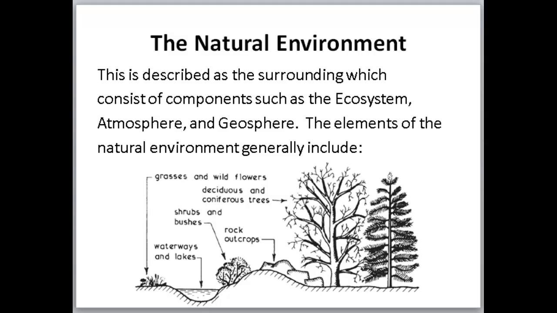Now, in terms of a definition, the natural environment is described as a surrounding which consists of components such as the ecosystem, the atmosphere, and the geosphere. Now, there are elements of the natural environment, and some of these elements are described as grasses and wildflowers, waterways and lakes, shrubs and bushes, deciduous and coniferous trees, rock outcrops, among others.